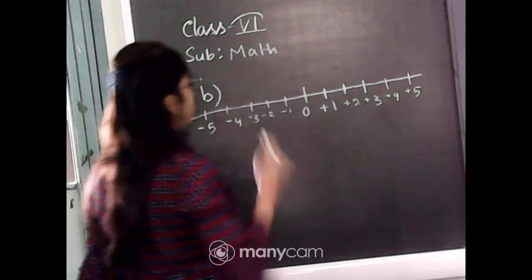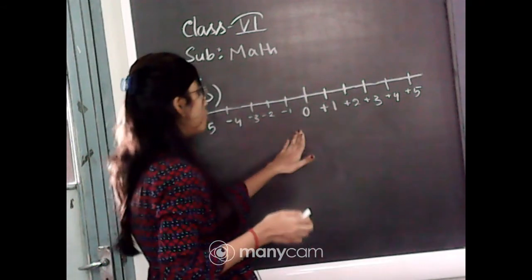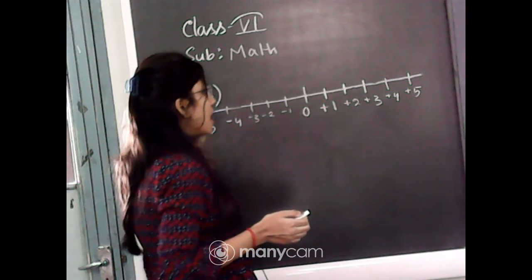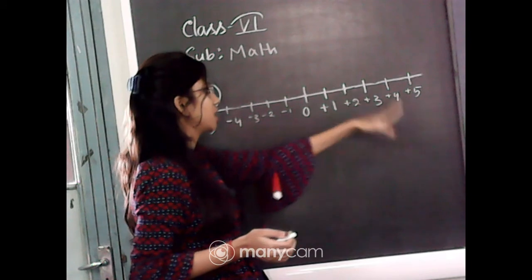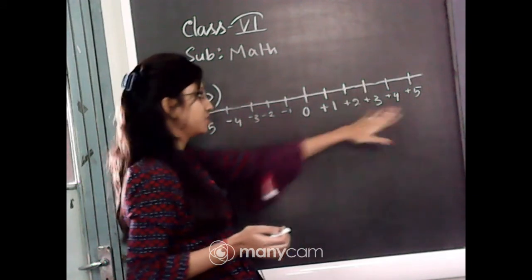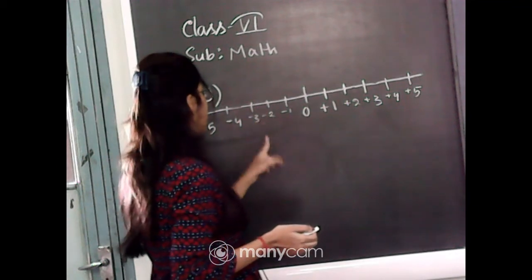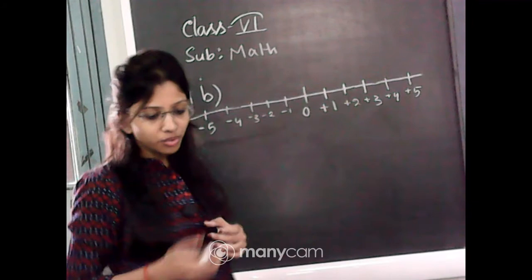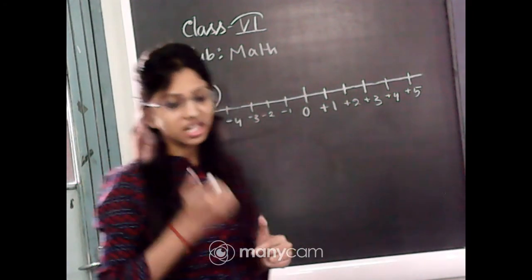We all know that points to the right of 0 are positive integers and points to the left of 0 are negative integers. And we write it as plus 1, plus 2, plus 3, plus 4, plus 5 positive integers, and the negative integers are minus 1, minus 2, minus 3, minus 4, minus 5. Here we want to find the integer which is 5 more than minus 5.